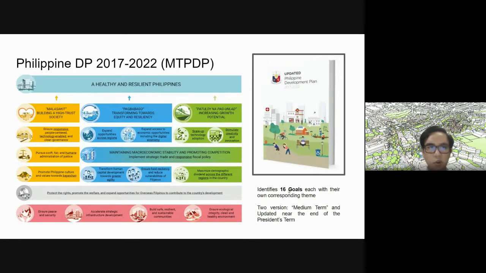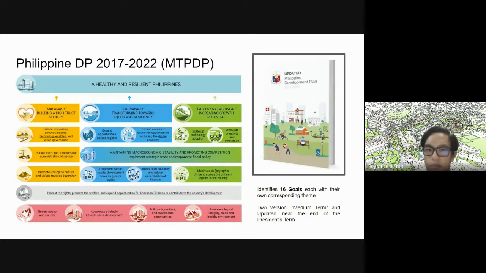So there's 16 goals. Ensure responsive, people-centered, technology-enabled, and clean governance; pursue swift, fair, and humane administration of justice; promote Philippine culture and values towards bayanihan; expand opportunities across regions; expand economic opportunities, including the digital economy; maintain macroeconomic stability and promote competition between businesses; transform human capital development towards greater agility, etc. It's all here on the screen, so you can just review it later.